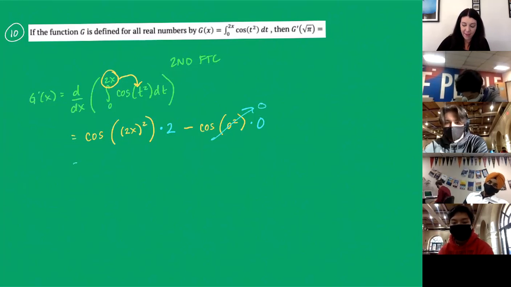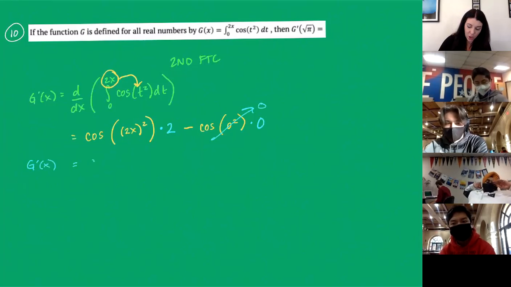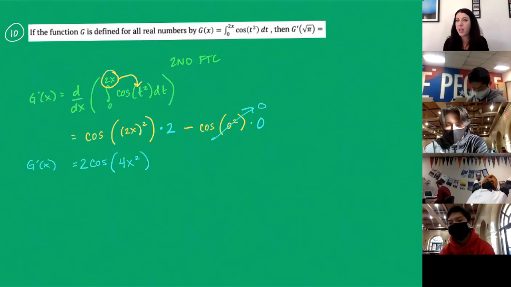So what I have left for g prime of x is cosine of, and I'm just going to simplify that now. That's the same as 4x squared times 2. And we can put that 2 out in front or you can put it at the end. It doesn't really matter, right? So 2 times cosine of 4x squared.